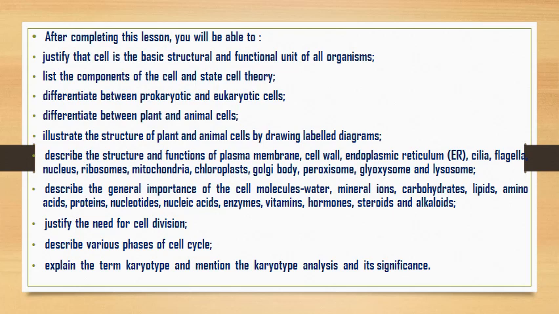Describe the structure and functions of plasma membrane, cell wall, endoplasmic reticulum, cilia, flagella, nucleus, ribosomes, mitochondria, chloroplasts, Golgi bodies, peroxisomes, glycosomes and lysosome. Describe the general importance of the cell molecules, water, mineral ions. Next, justify the need for cell division. Describe various phases of cell cycle. Explain the term karyotype analysis and its significance.